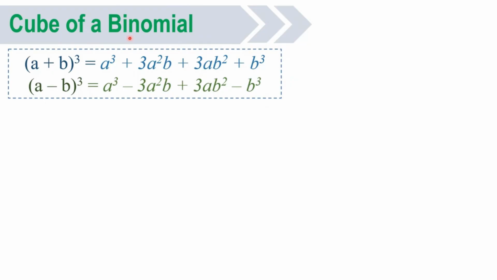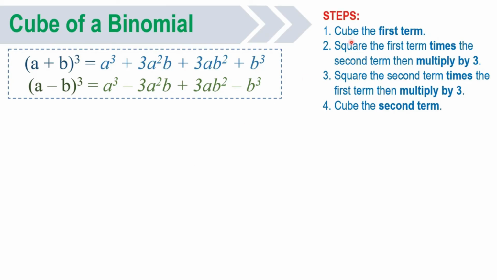For the cube of a binomial, like a plus b raised to 3, where the first term is a and the second term is b, your answer will be in 4 terms: 1, 2, 3, 4. To solve for this, you just have to follow the steps. First, cube the first term, which is the a. Second, square the first term times the second term, then multiply by 3. Third, square the second term times the first term, then multiply by 3. And the last step, just cube the second term.